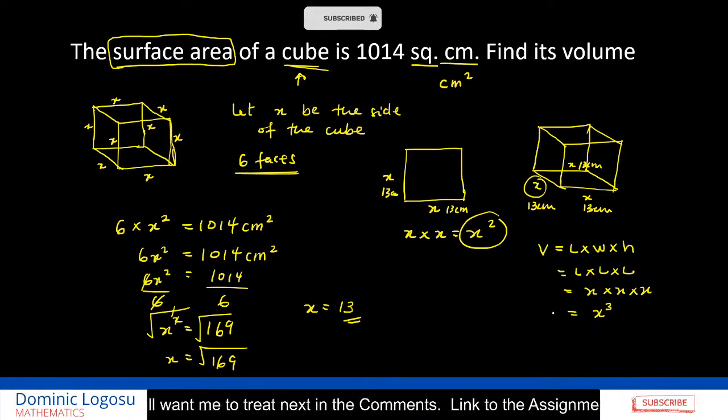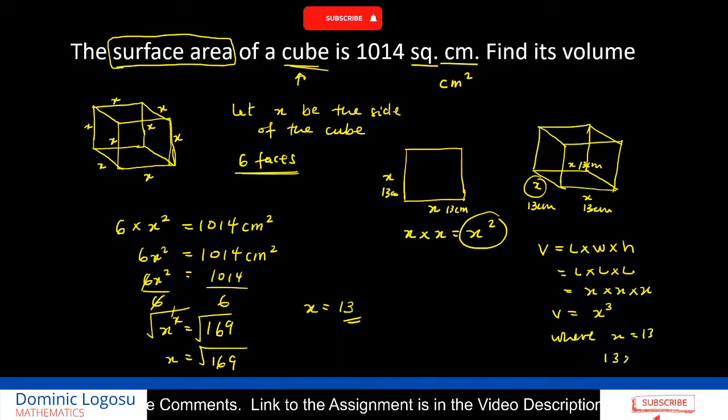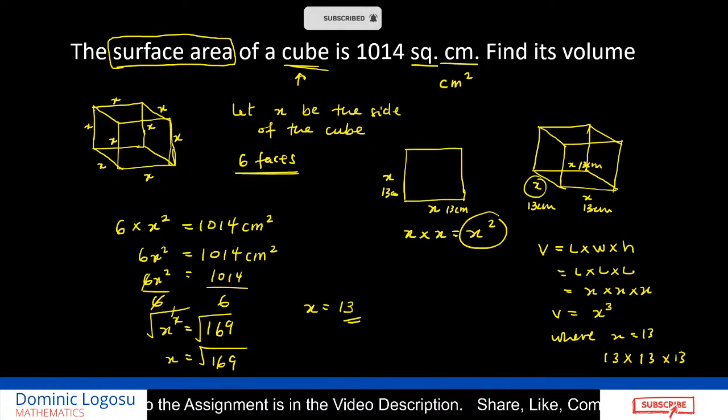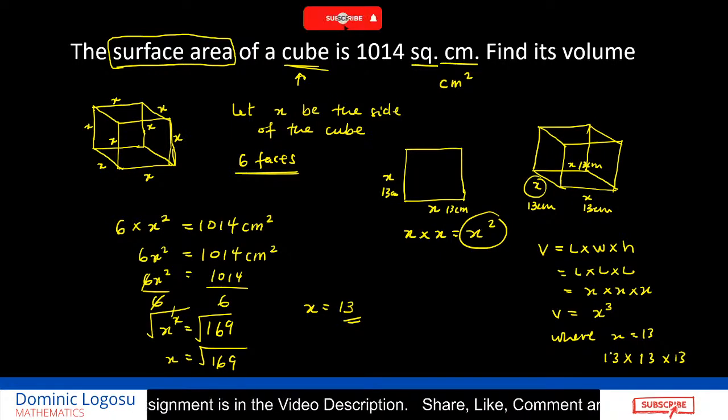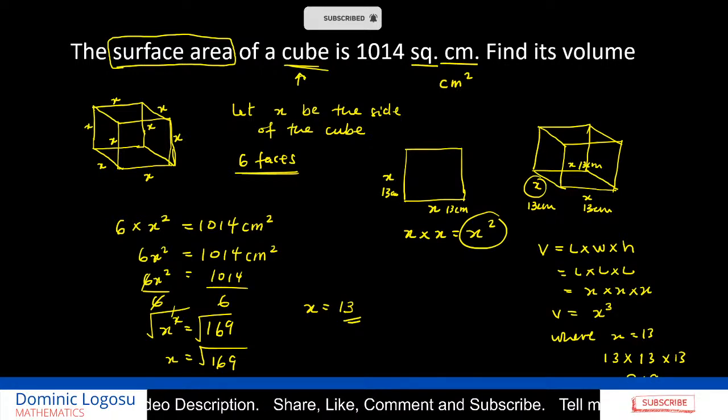Now we know x, so where x is equal to 13, we should have 13 times 13 times 13. Okay, and who can give us the answer to that? 13 times 13 times 13 should be 2197. Okay, 2197.